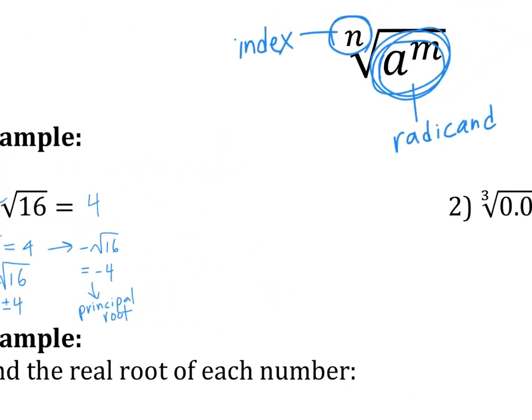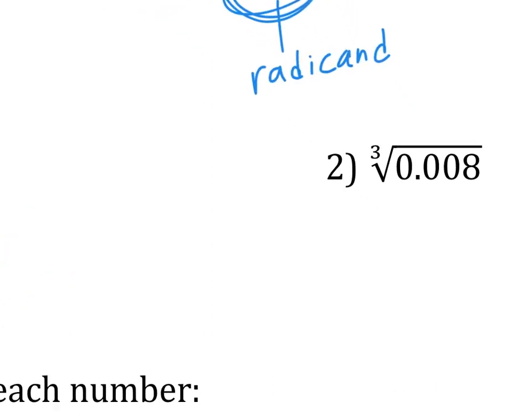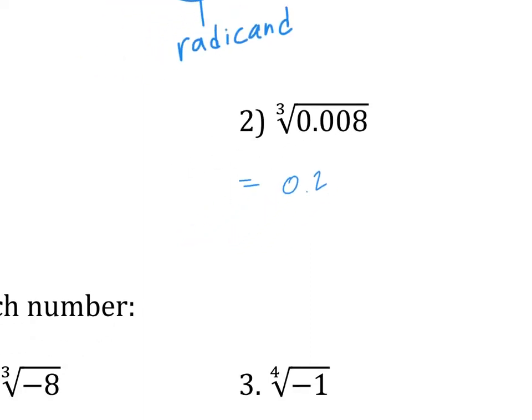All right, so let's go ahead and look at this one. Number 2, cube root of 0.008. If you don't know, you could use your calculator. 0.2, correct. Is it plus or minus? Plus. Because last chapter we said if you have a cube root, whatever that sign is, it is that sign. So it's plus.